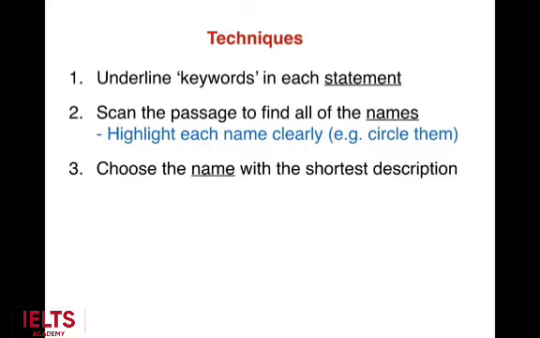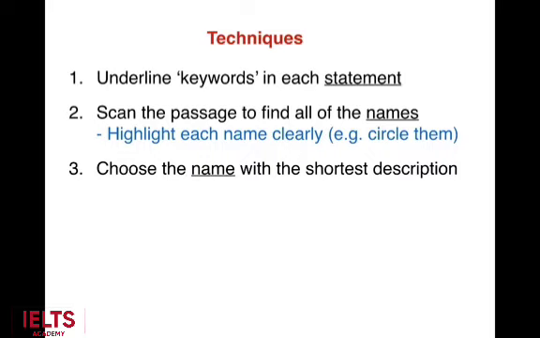Then number 3, choose the name with the shortest description. Let me explain what I mean by this. You'll highlight the names in the passage and you'll see that some of them have lots of information about them, maybe a whole paragraph or more than one paragraph of information about that name, about what that person said or thought. But you'll probably see that 1 or 2 of the names only have short descriptions. They don't have much information about them, maybe only 1 or 2 sentences.